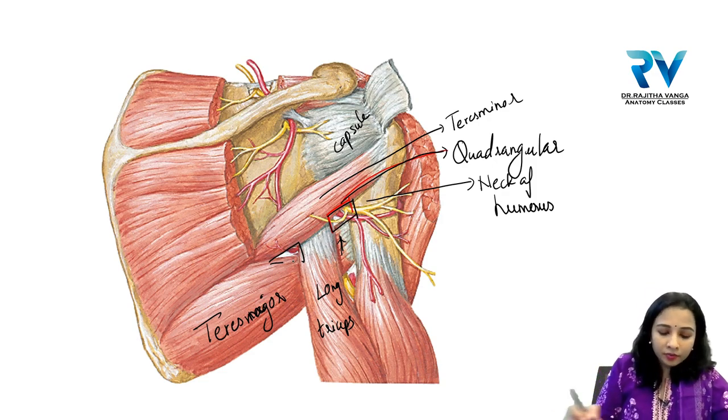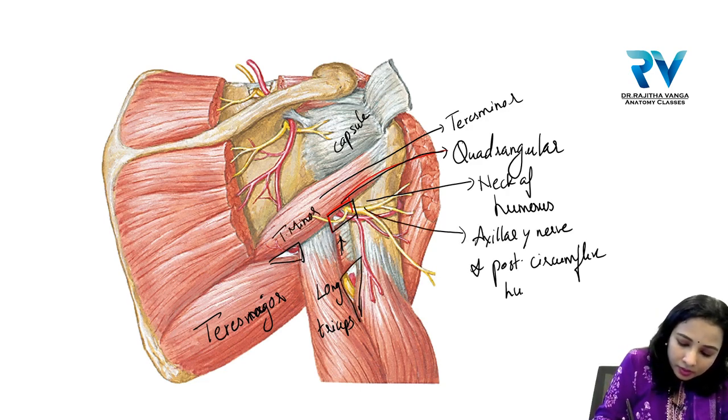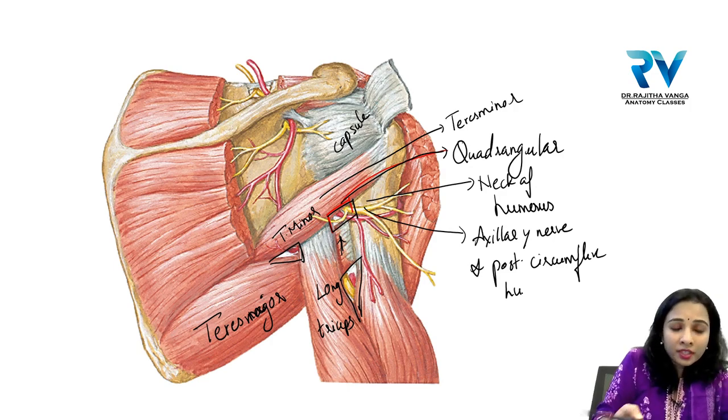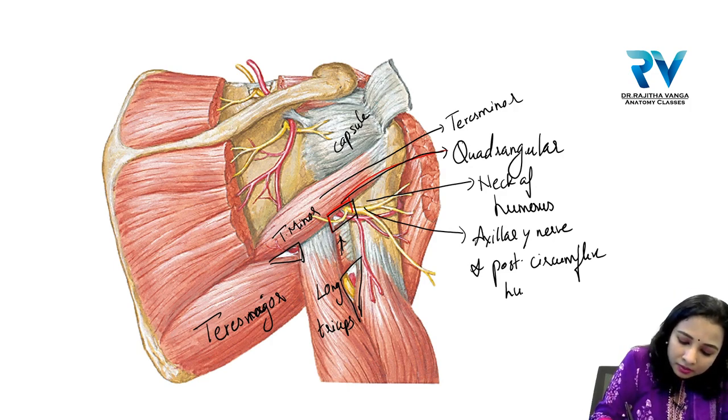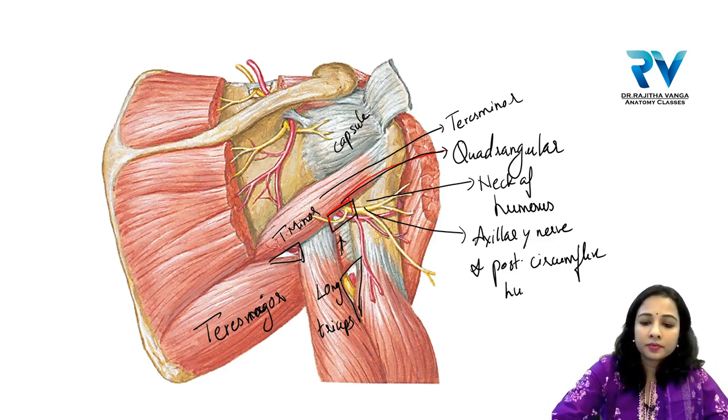That is the radial nerve. This thick nerve is the radial nerve. And the artery, I hope you all know it. It is the profunda brachial artery. So these are the contents of the lower triangular space.